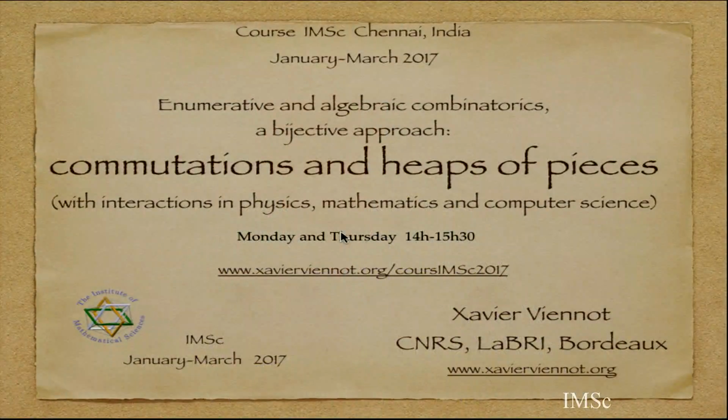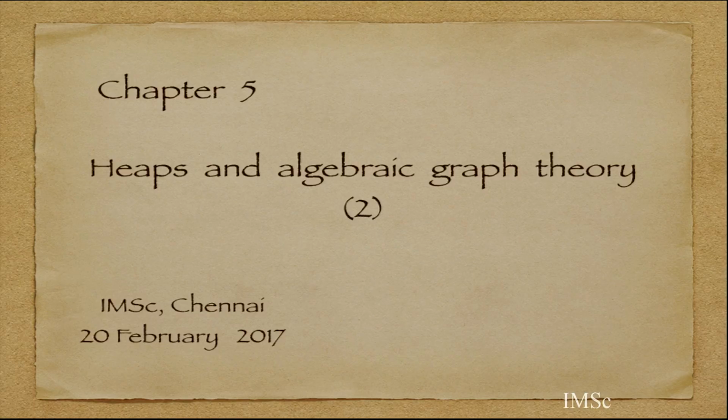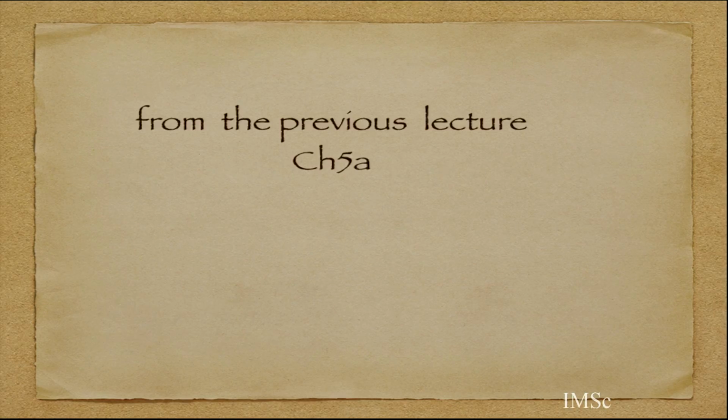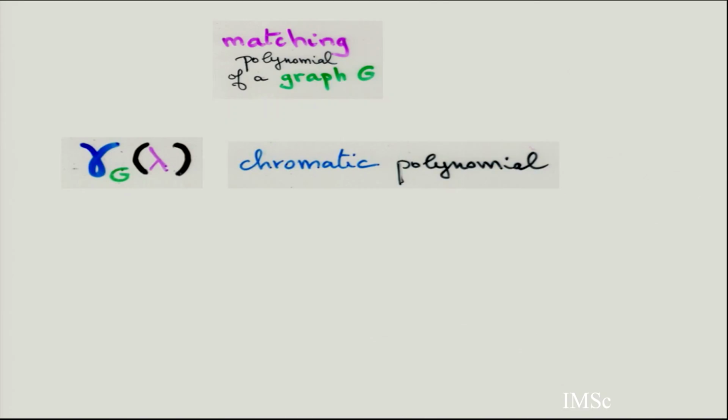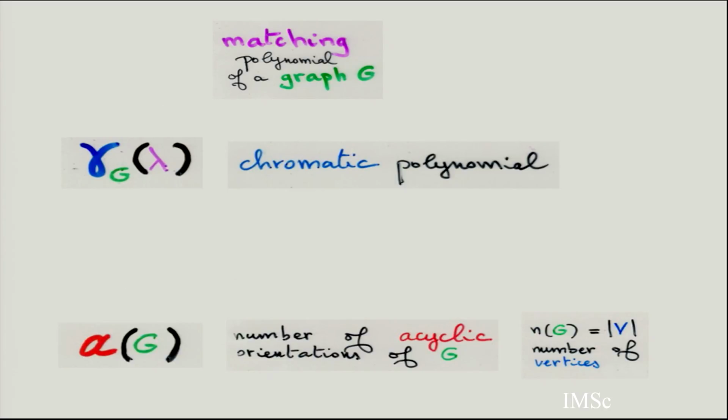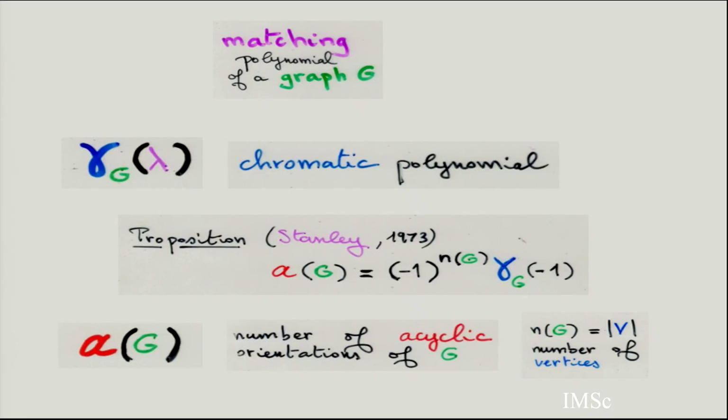Chapter 5 about heaps and algebraic graph theory. So from the previous lecture, in the first part of chapter 5, we defined the matching polynomial of a graph and studied the zeros of the matching polynomial. We also studied the chromatic polynomial of a graph, the number of ways to color the graph with lambda colors. It's a polynomial, and we have seen a famous, very classical theorem that the value at -1 of this polynomial is, up to the sign, the number of acyclic orientations of a graph.